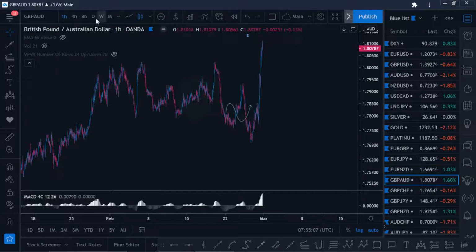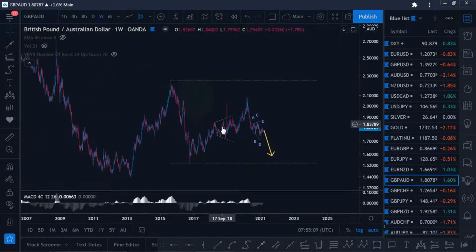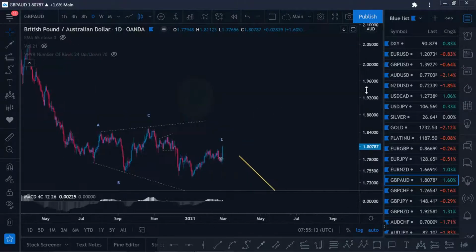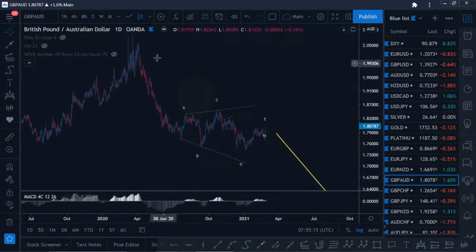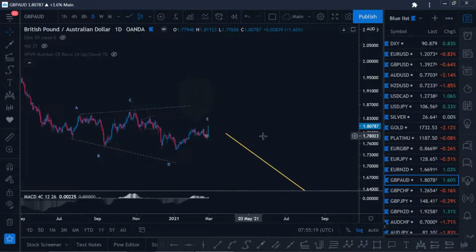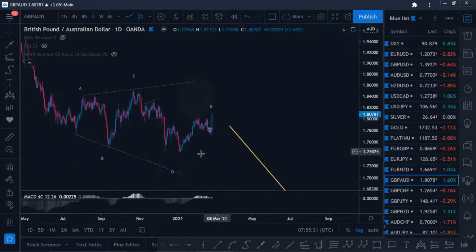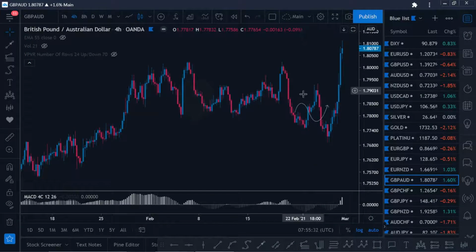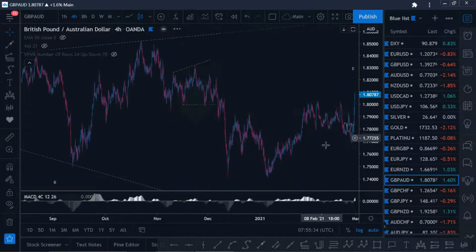Pound Oz is a different story. I think we're still going to see downside on this. I'm still playing this as an ABCDE expanding triangle. Nice push off the highs, A, B, C, D, E. This E wave has been a bit tricky, trying to find the top. But as you can see, it's a nice 1, 2, 3 structure now. So if we start to see this fade, especially with my bearish pound views, this Pound Oz trade is a definite trade.